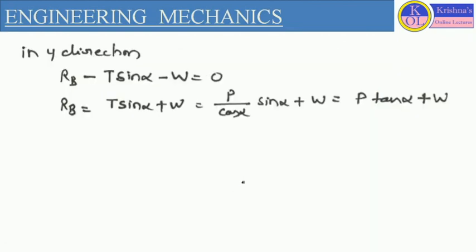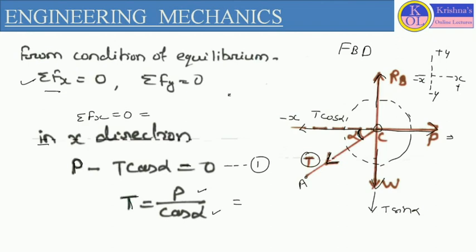Now, the second term we will define in y direction. So we will apply another concept, that is summation of Fy equals 0. In this category, we have to define all the forces which are acting in y direction. So let's see this diagram again. Our first force which is acting in y direction is W. W is acting in minus y direction because it is acting vertically downward.